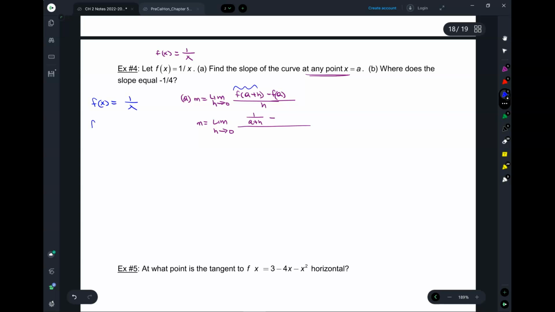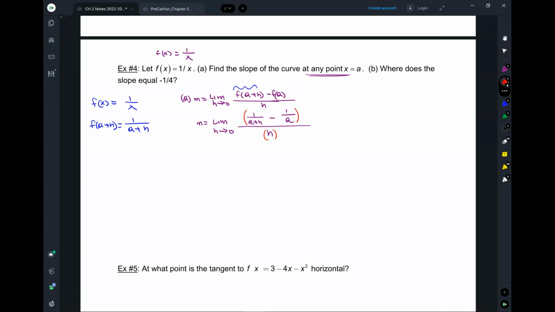Now we need f of a plus h. So that's 1 over a plus h, minus f of a, that's 1 over a, all over h. Now, that's a complex fraction, right? I've got a fraction on top, fraction on the bottom. I want to simplify that fraction. The easiest thing to do is this. We're going to multiply top and bottom by the same thing, and you've been doing similar things in the last chapter.